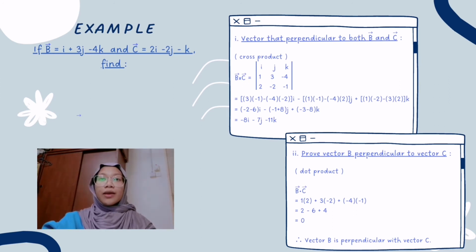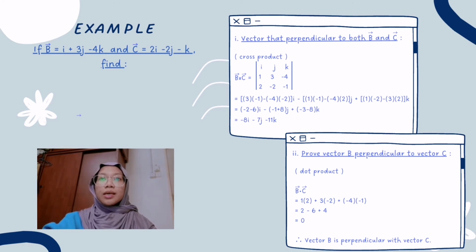For example, in the vector cross product, we will look here. If B equals i plus 3j minus 4k, and C equals 2i minus 2j minus k. First we need to find the vector that is perpendicular to both B and C. Look here, it mentions perpendicular, so we need to use the cross product method.